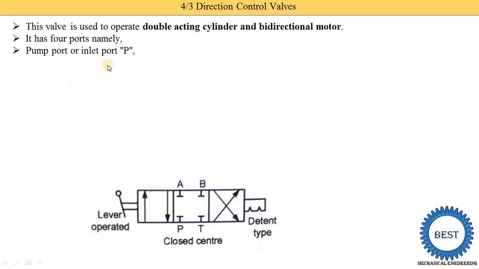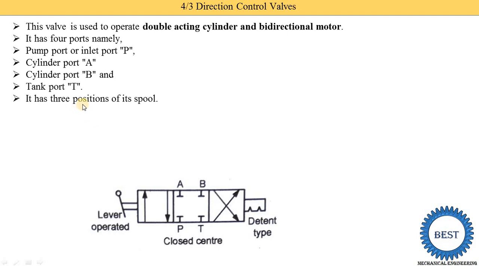First is the pump port P, or inlet port P. Here you see that the P port is provided. The second one is the cylinder port A, which is connected with the cylinder, either with the cap side or the rod side. Then there is the cylinder port B. Suppose the A port is connected with the cap side and the B port is connected with the rod side. And this is the tank port T. The tank port T is connected with the tank or reservoir.